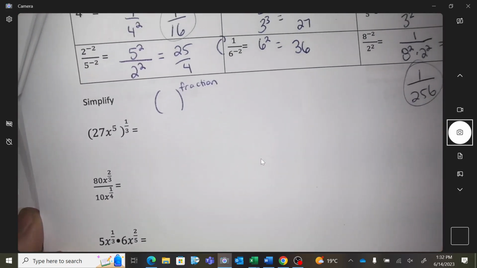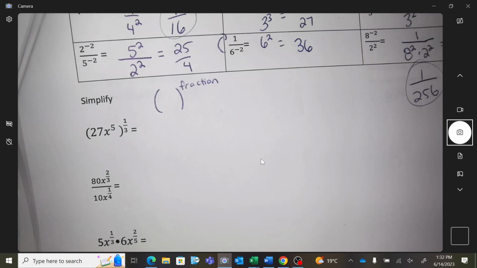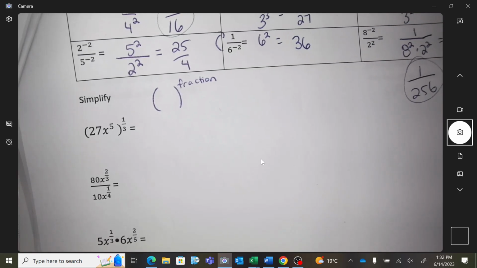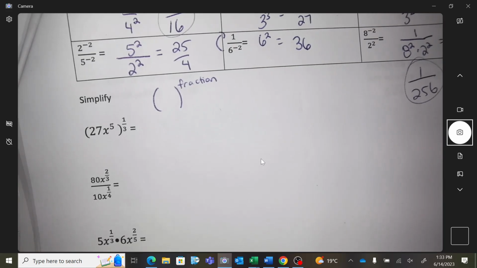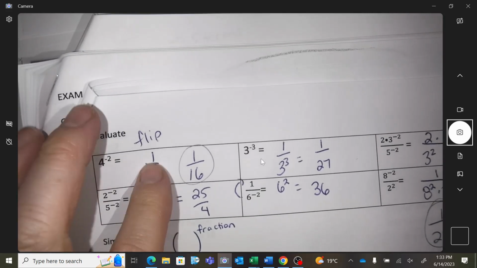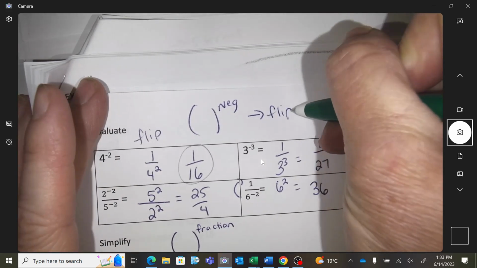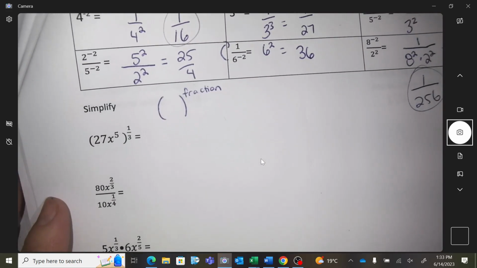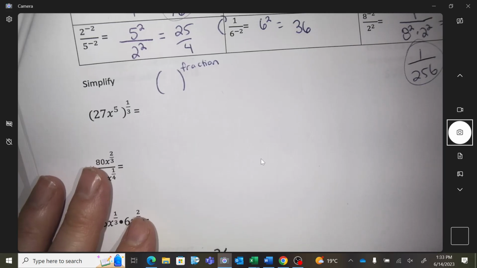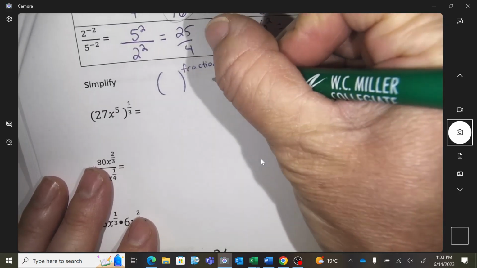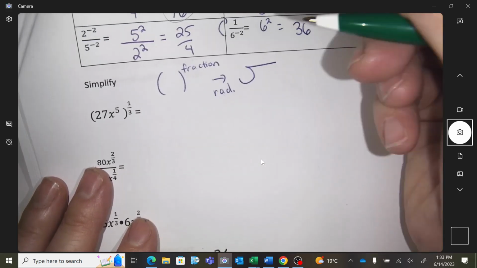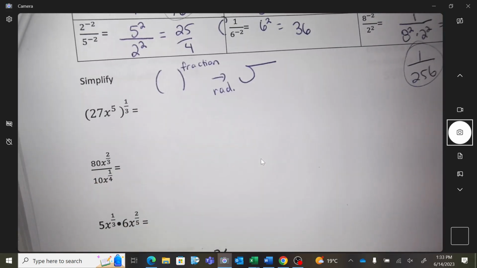Okay, what is the rule? What is the rule when your exponent is a fraction? So we got this one down, right? When your exponent is a negative, that's the flip rule. What's the rule when your exponent is a fraction? It becomes a radical. It becomes the root.